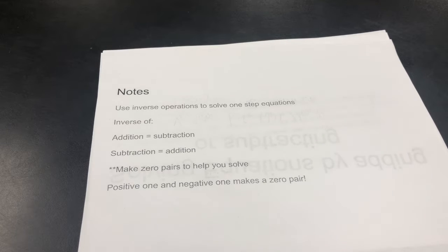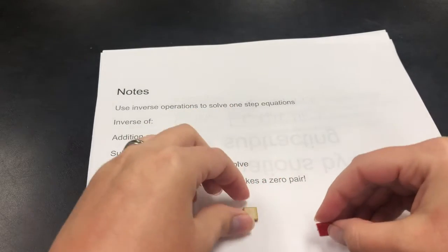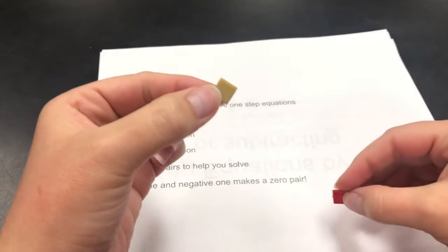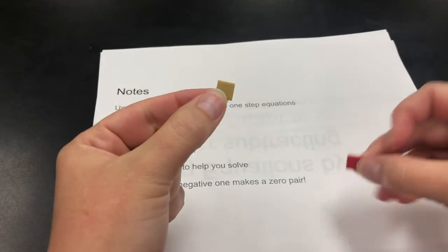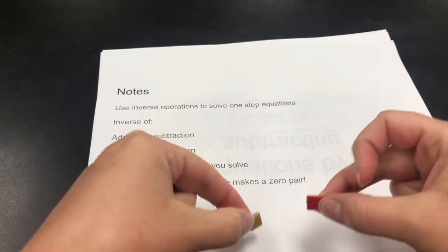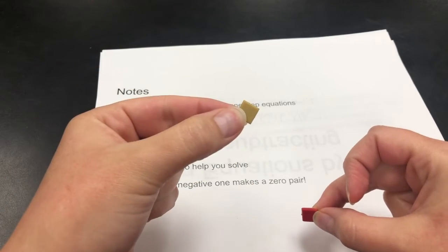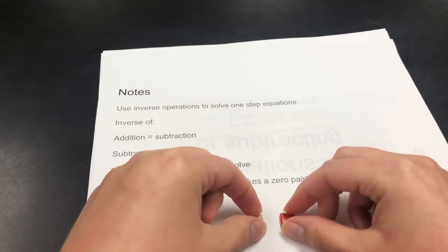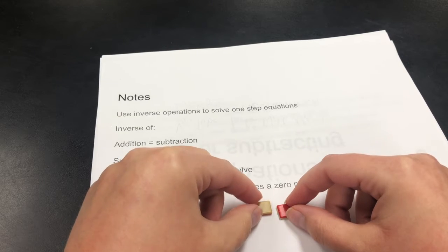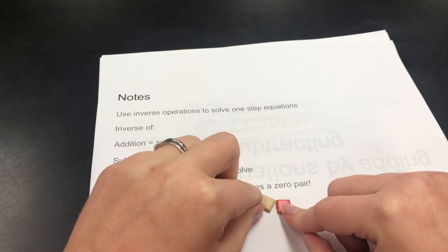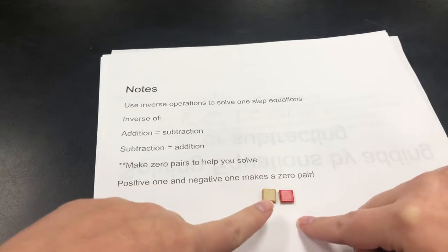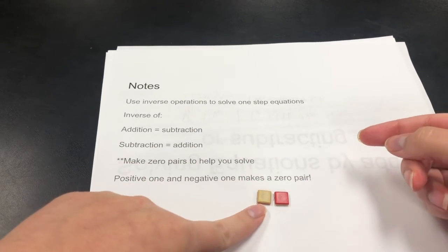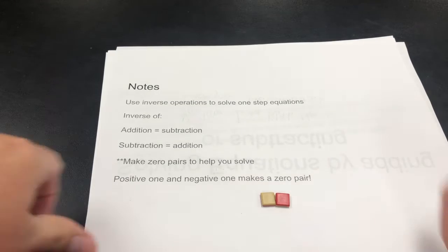So we're going to have to make zero pairs, and when I say zero pairs, that means one positive and one negative make a zero pair. And so we're going to use the algebra tiles again today. So don't forget, I tell my 6th graders that this is an add one, this is a subtract one. But 7th grade, you can say this is a positive, this is a negative. So if you have one positive, one negative, or one add one and one subtract one, if you took one and subtracted one, that would be 0. So this is considered a zero pair.